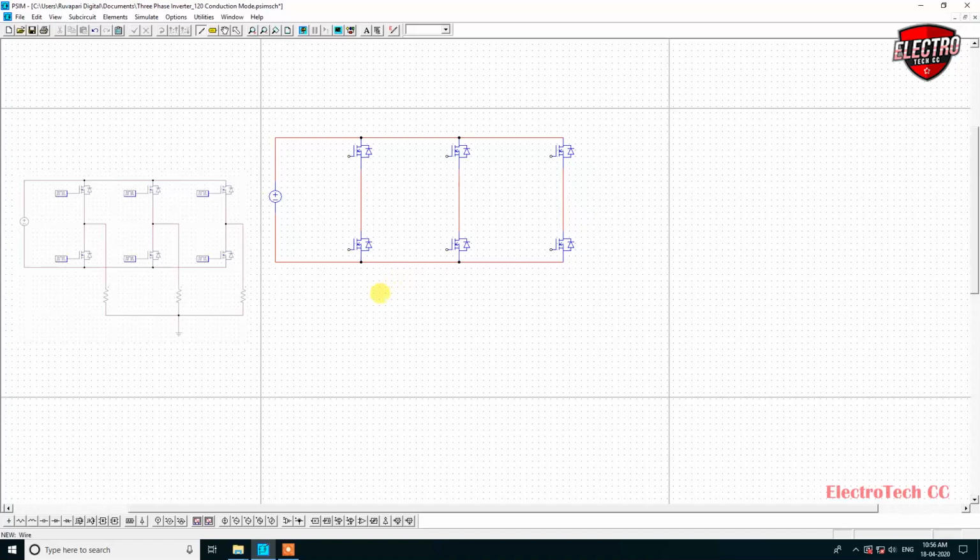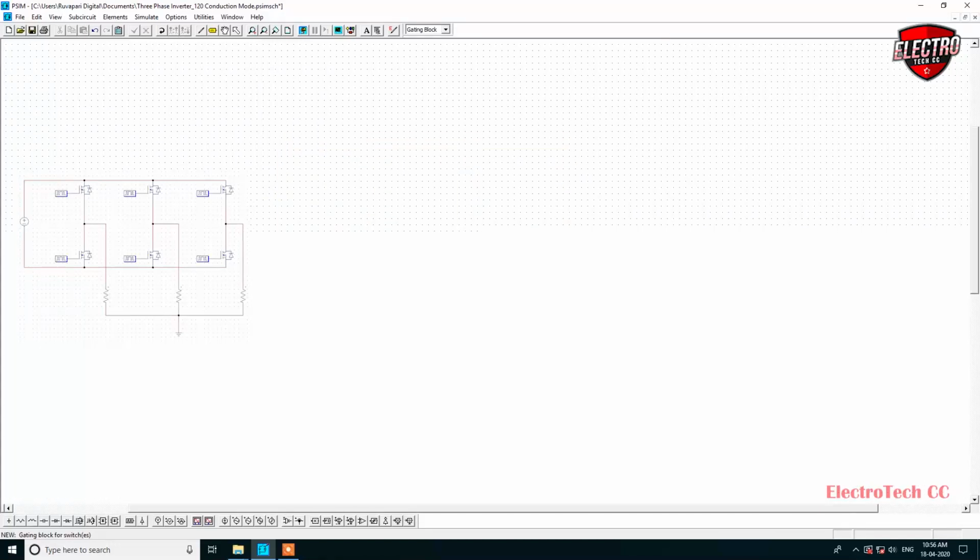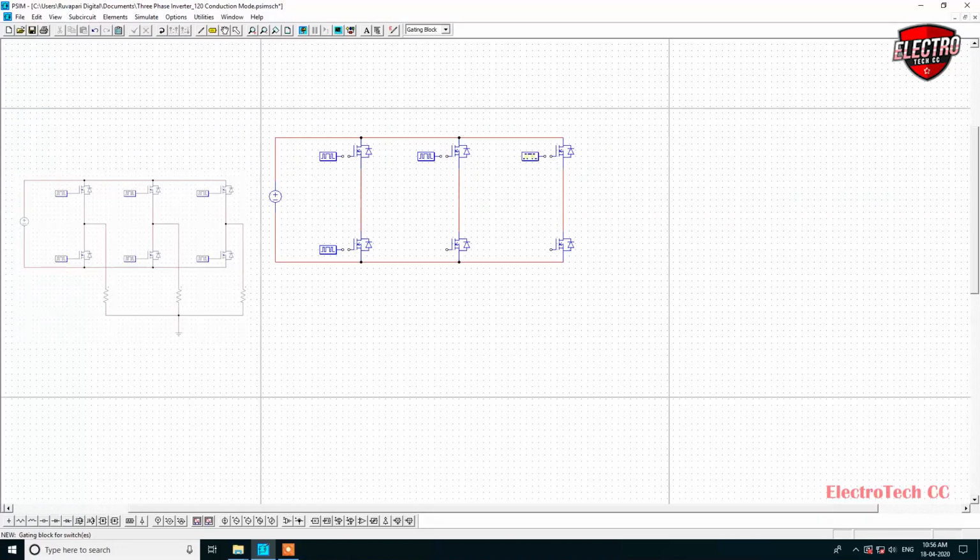All these switches need a gating circuit, so let us add gating blocks for the switches. We have 6 switches, so we need 6 gate triggering circuits. Let us connect each switch one by one with a gate triggering circuit.